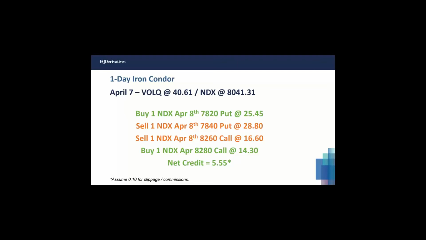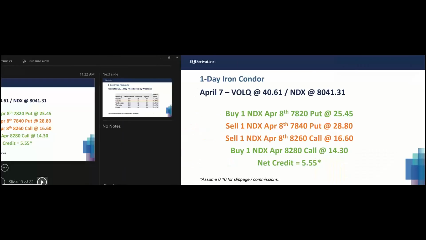Just for commission and whatnot purposes, I actually add a dime in there, and adding that dime in there means that we get a net credit of $555. I put that in there because I know some people that do math really quick would be able to see that the actual credit was $565, but I just like to put a little bit extra slippage against what I'm working on when I backtest these sorts of things. And so this trade, again, it actually worked out pretty well.